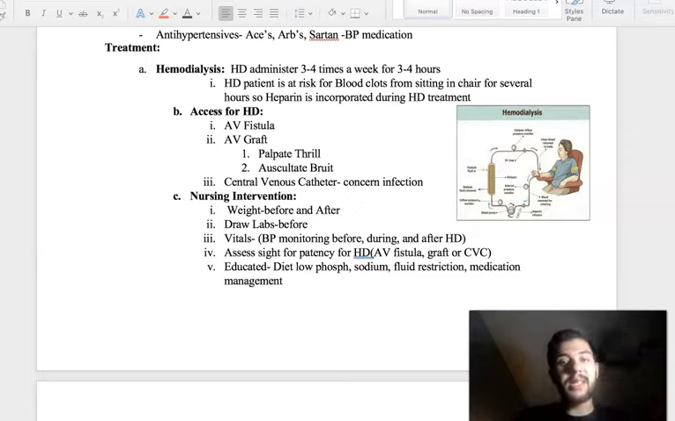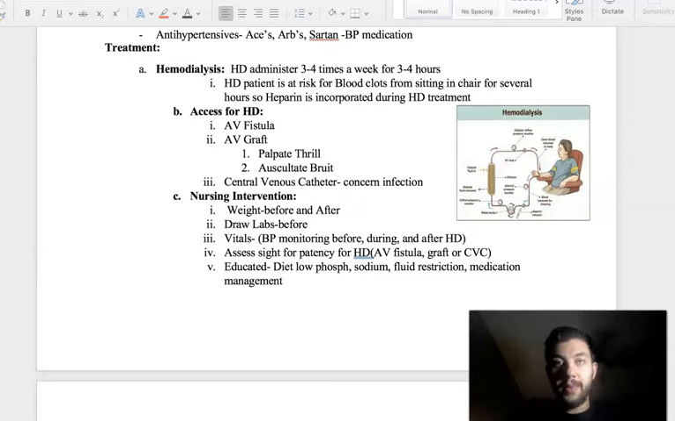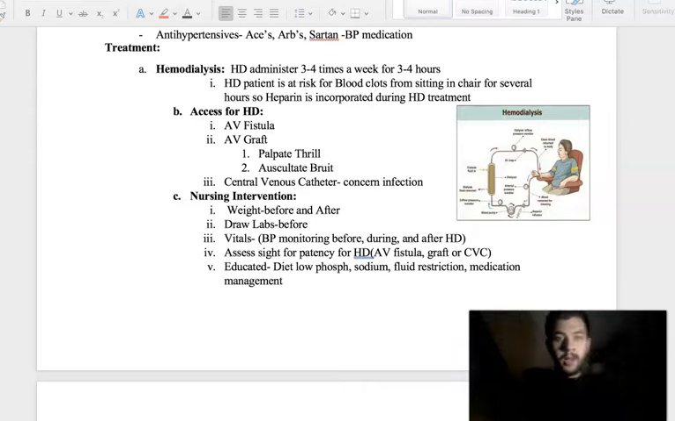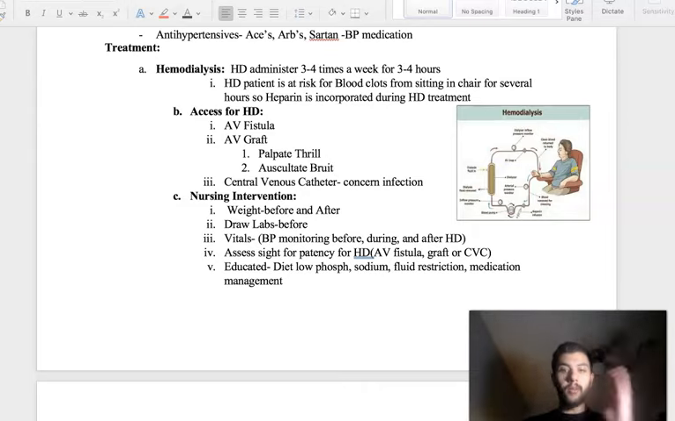And if they have a CVC, your main concern is infection. Nursing interventions, weigh before and after. You're going to do the labs before, vitals, assess the patient, and education, education, education.